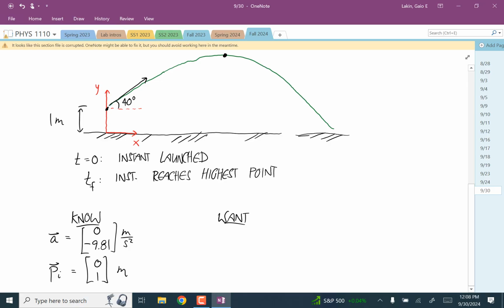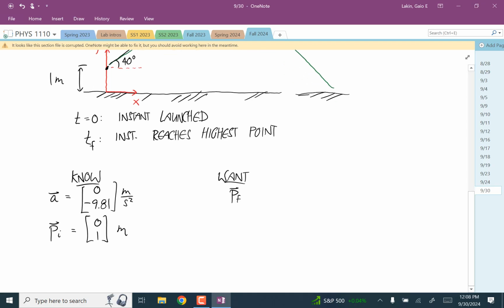Do we know P final? No, that's what we're trying to find. I'll put that over here as a vector. We're going to have to do that one by one. We can't solve for two components in a single equation, but we want to do those both.